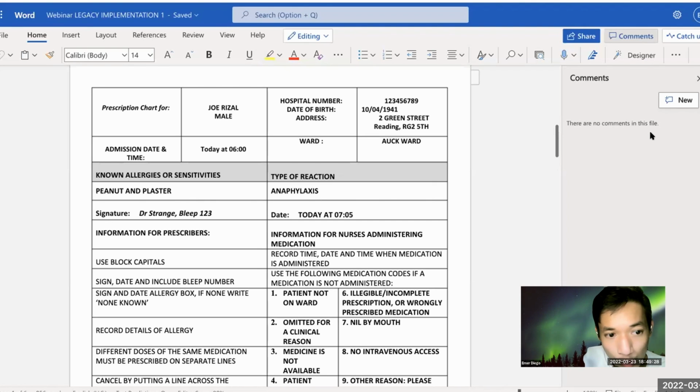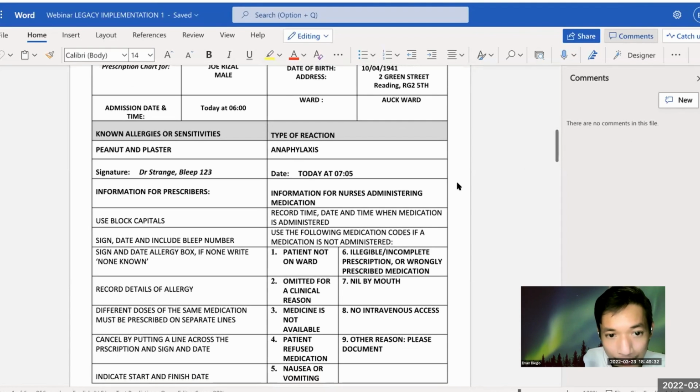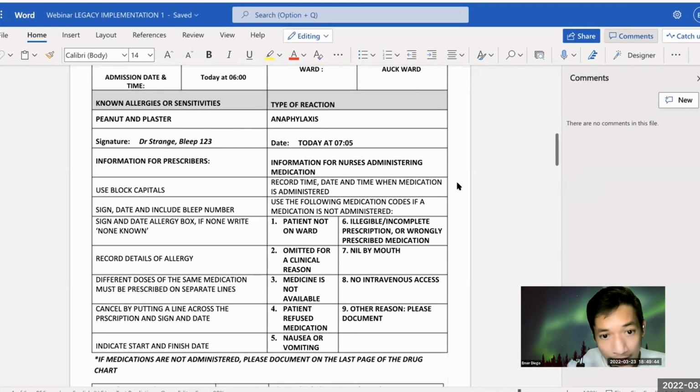The patient is allergic to peanut and plaster. The type of reaction is anaphylaxis, signed by Dr. Strange, bleep number 123. The date is today at 7:05 in the morning. So the information for prescribers and information for nurses administering medication is there and readily available. Okay, I will stop there.